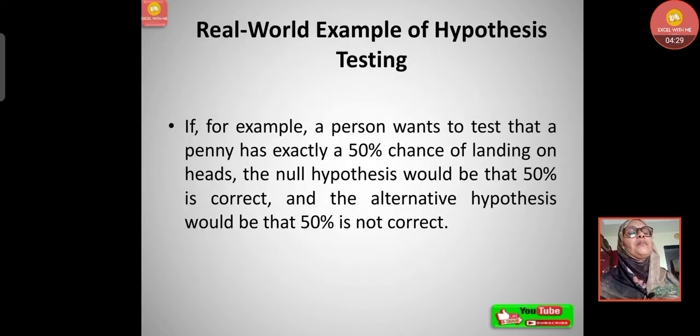Now, a real world example of hypothesis testing, let's see here. For example, a person wants to test that a penny has exactly a 50% chance of landing on heads. Suppose we are taking a coin or a penny and we throw it in the air. What happens? We will have the pre-assumption that there is a 50% chance of heads or tails. The null hypothesis would be that 50% is correct, and the alternative hypothesis would be that 50% is not correct.